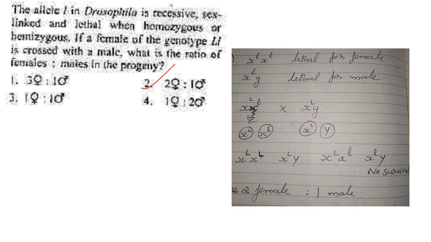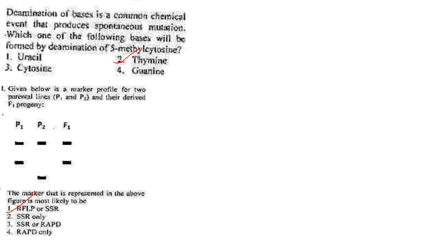Then next one. Deamination of bases is a common chemical event that produces spontaneous mutation. Which one of the following bases will be formed by deamination of 5-methyl cytosine? So deamination of 5-methyl cytosine leads to the formation of thymine. Answer is option 2.